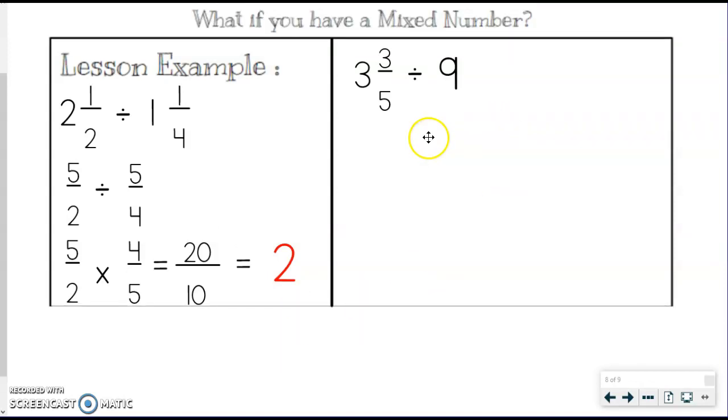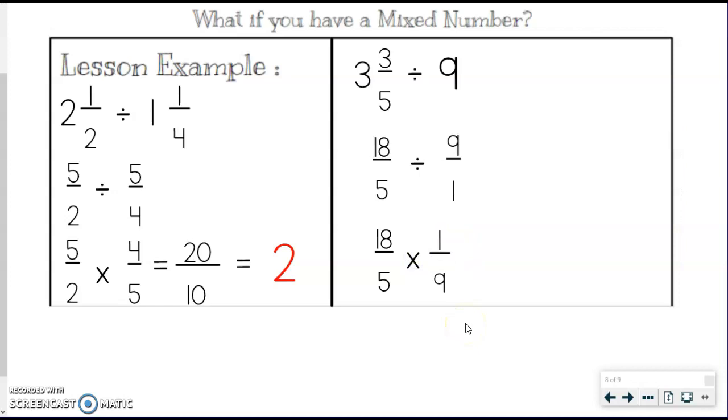So the first thing we need to do is change these numbers, this mixed number and whole number, into improper fractions. So we're going to do 5 times 3 is 15, plus 3 more is 18. So 18 over 5. Keep the division sign, don't change anything yet. And then when we have a whole number, remember how we can just always put 1 underneath, and that means that it's a fraction. So we have 9 over 1. Okay, now we can do keep, change, flip.